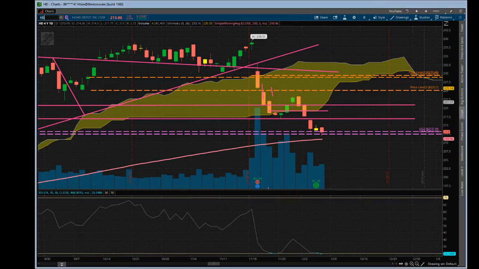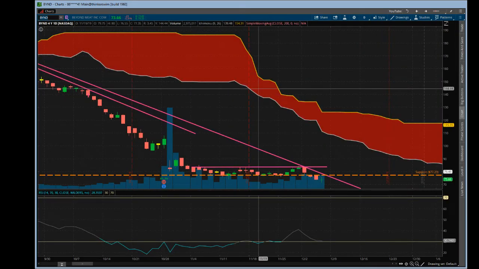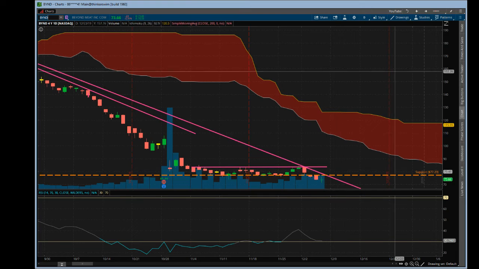And Beyond. I'd say this Beyond just won't give you a nice candle ever. Well, it's got a big doji today.